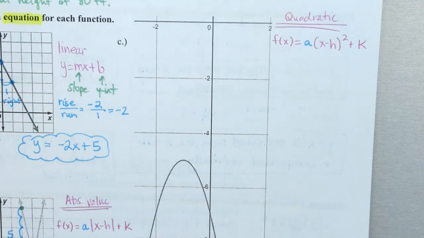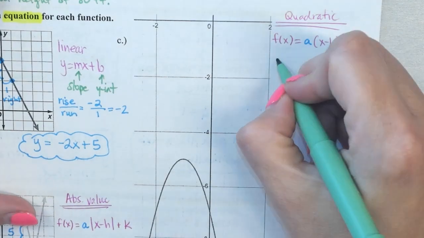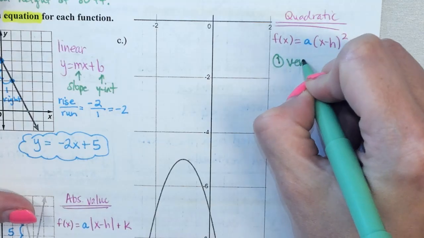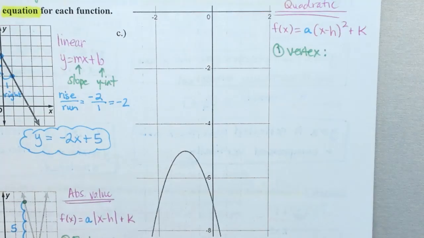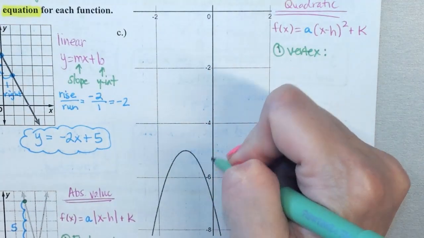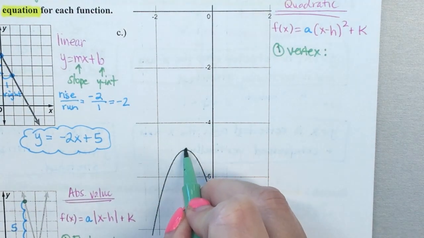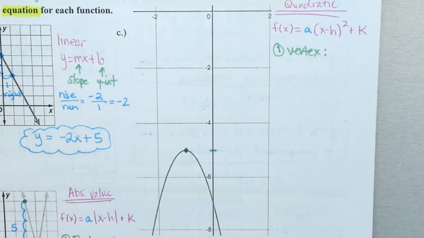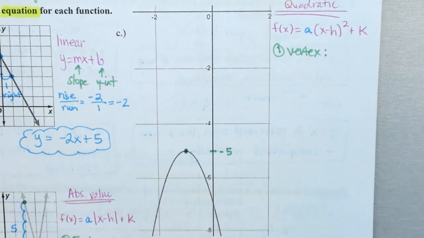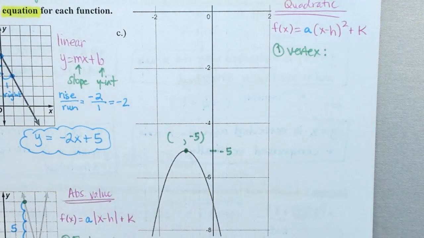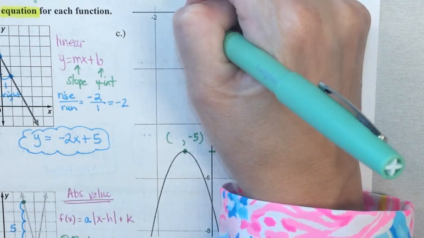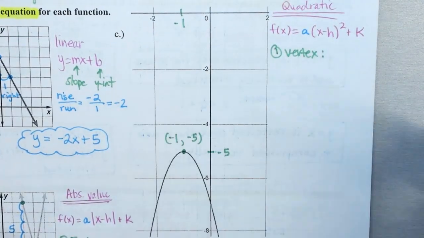Okay, so just like we did last time, the first thing we're going to do is find the vertex. So we're going to pay attention to our scale. So this is -2, -4, -6. This looks like it's right at what? -5 on the y. So my second part is going to be -5. And then this looks like it's in between 0 and -2. So my x value is going to be -1.